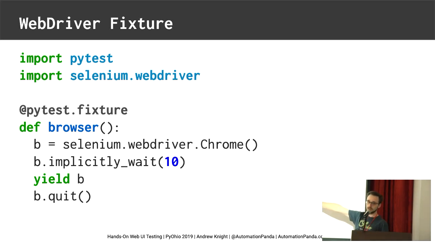Finally, once we set up our browser, this is kind of like the setup portion of our fixture, we're going to yield that result. Who knows what the yield command in Python is? Anybody? Has anybody seen this before?